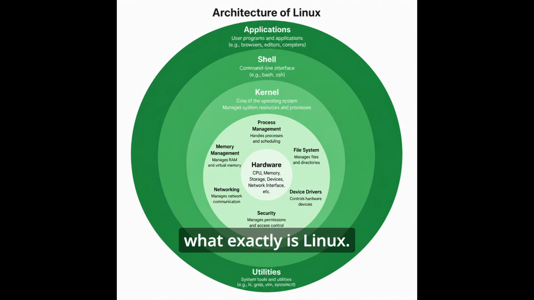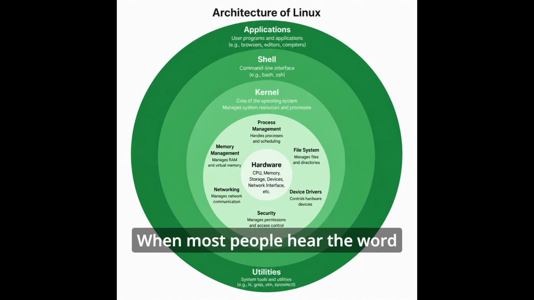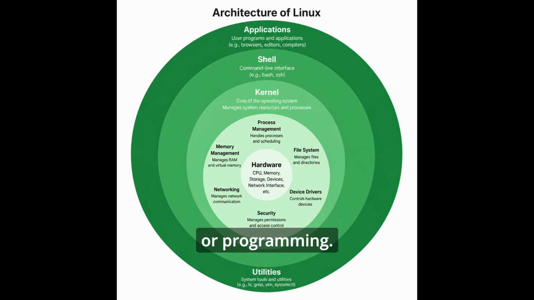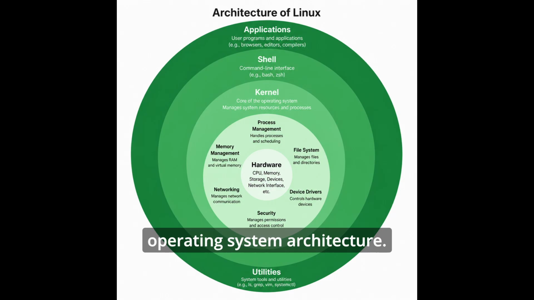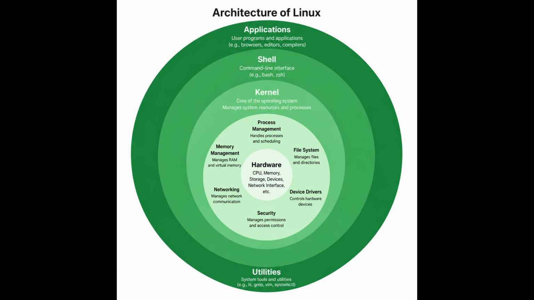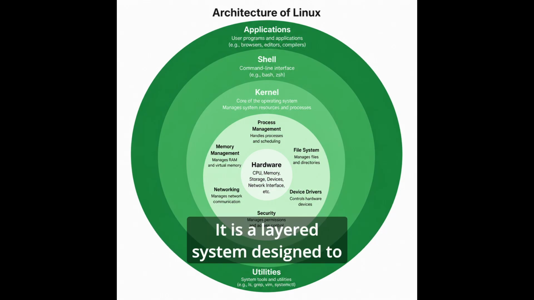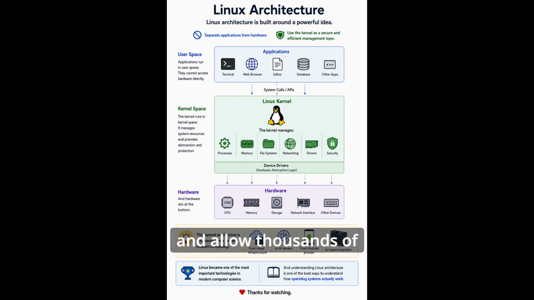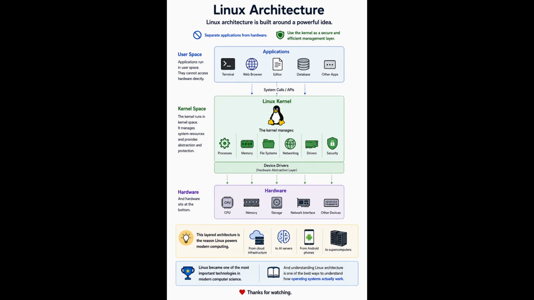What exactly is Linux? When most people hear the word Linux, they think about a command line, servers, hacking, or programming. But Linux is much more than that. Linux is a complete operating system architecture. It is a layered system designed to manage hardware, run applications, control memory, handle networking, and allow thousands of programs to work together safely and efficiently.